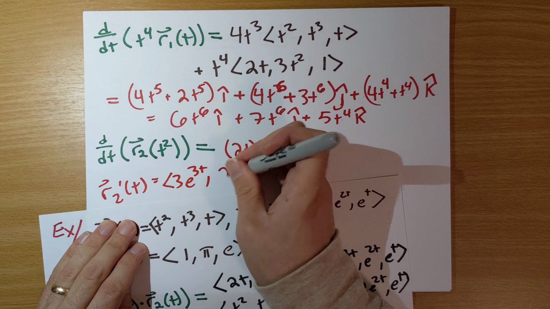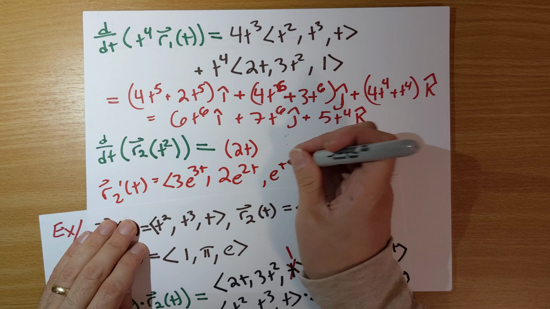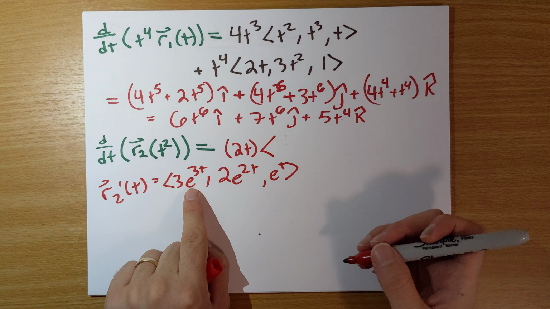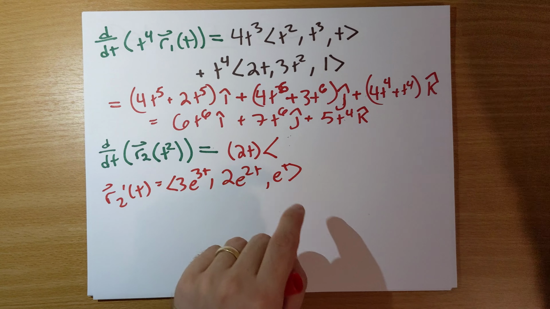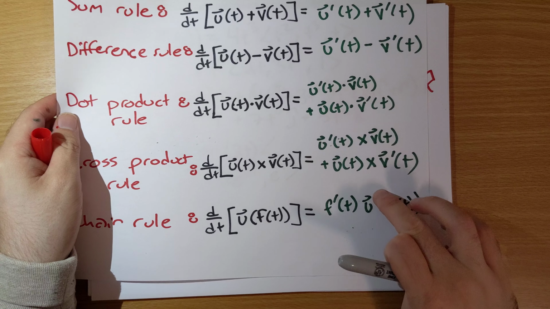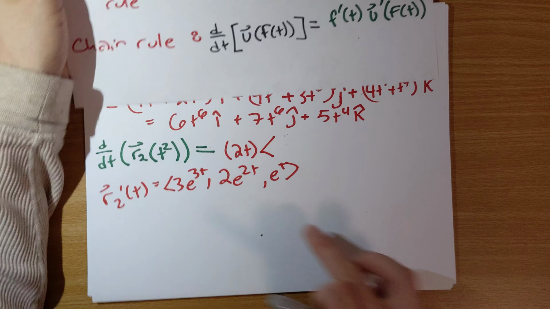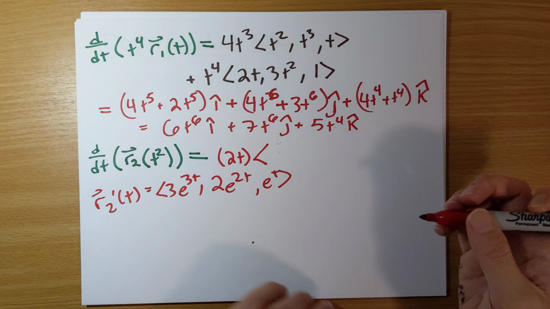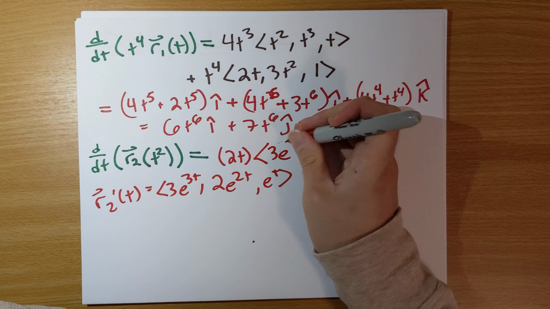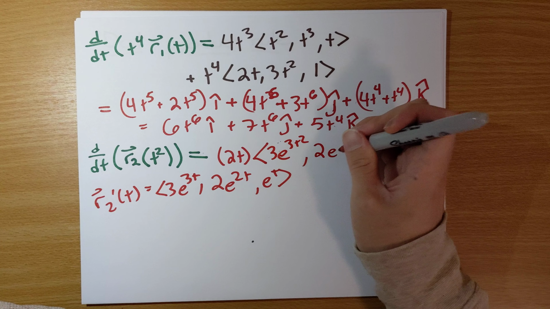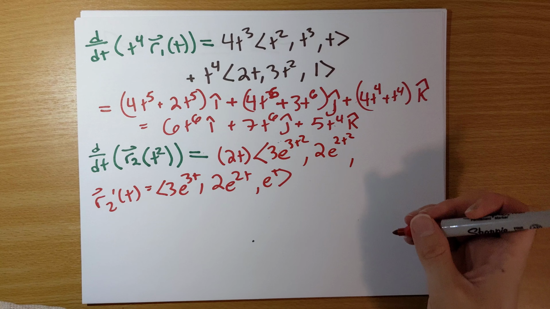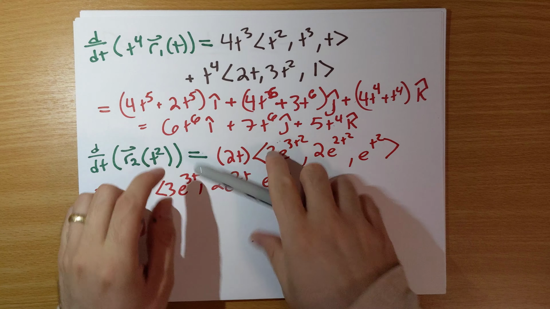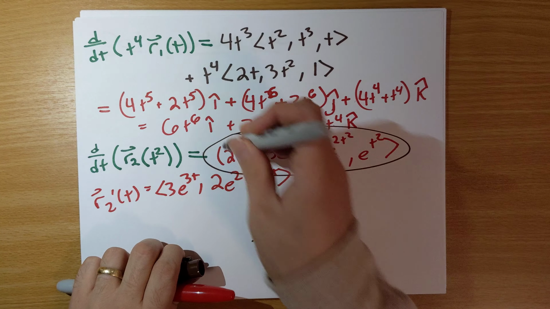3e to the 3t, 2e to the 2t, e to the t. And so what we have to do is multiply 2t, the derivative f prime of t, with u prime. Well, we found R2 prime of t, but replace t with f of t, replace t with t squared. So that would be 3e to the 3t squared, 2e to the 2t squared, and e to the t squared. And so here is our final answer.